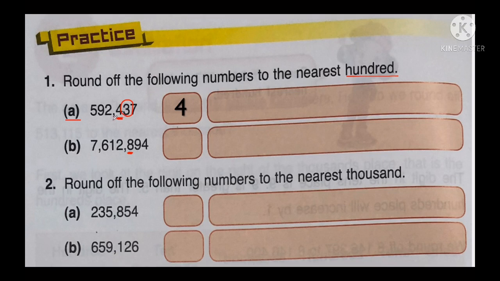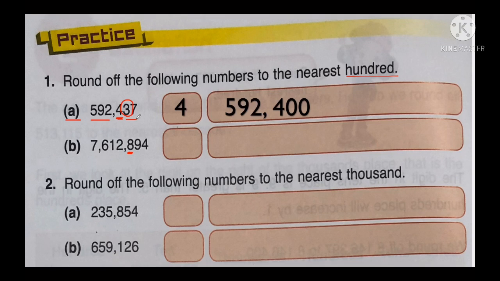Ignore, that means the number on our given is the same. How about the numbers here? On its left side, we will just copy. Good job. How about the numbers on the right side? They will become 0. So what will be our final answer? Final answer is 592,400.